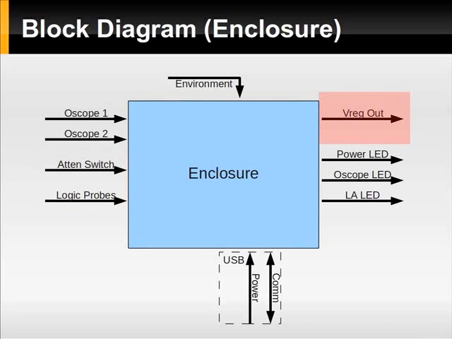On the right hand side you can see a VREG out, which will power the circuit under test. This is choosable between 1.8, 3.3, and 5.0 volts. There are also 3 status LEDs which state the status of the device. The device is powered by USB and has communications to and from the computer which it is connected to. It is also protected against the environment.